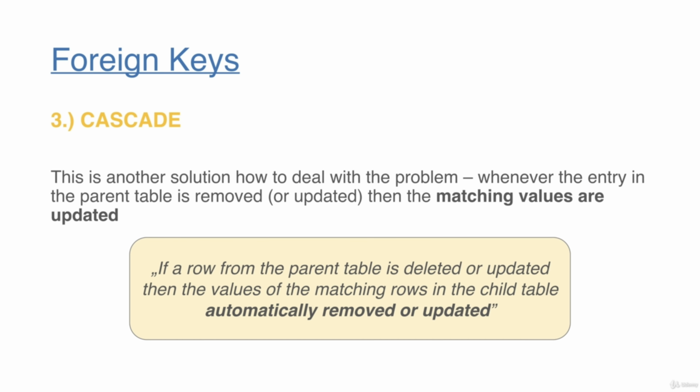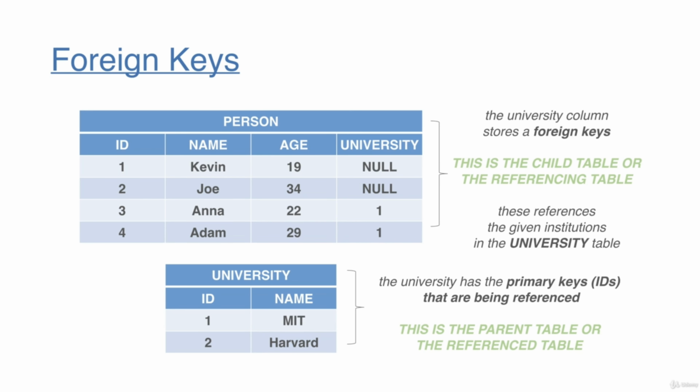Then of course we have the most complicated approach, the so-called cascade approach, which means that whenever the entry in the parent table is removed or updated, then the matching values are updated as well. So if a row from a parent table is deleted or updated, then the values of the matching rows in the child table are automatically removed or updated. So what does it mean exactly?